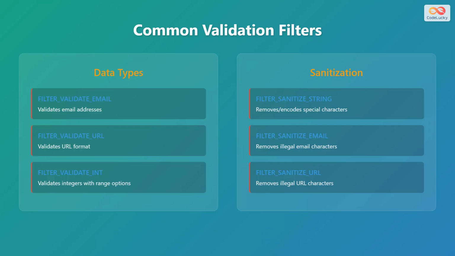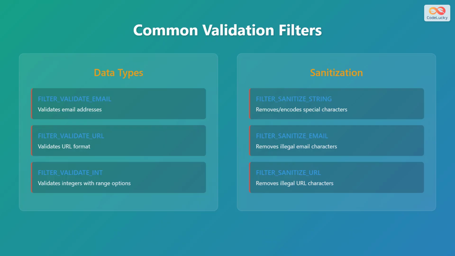PHP offers a range of filters for validating data types and sanitizing input. For data types, we have FILTER_VALIDATE_EMAIL, which validates email addresses ensuring they adhere to the standard email format. We also have FILTER_VALIDATE_URL, which validates URL formats. We have FILTER_VALIDATE_INT, which validates that a variable is an integer.